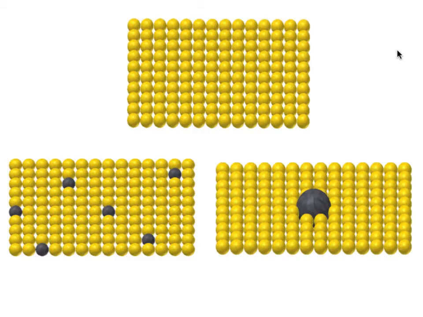Here we see a schematic picture of a slip plane. In the top picture here we see a slip plane with no obstacles at all. It's a pure metal, a pure material, and the dislocations can slip here without any problems. It means that we'll have a very soft material with low strength.